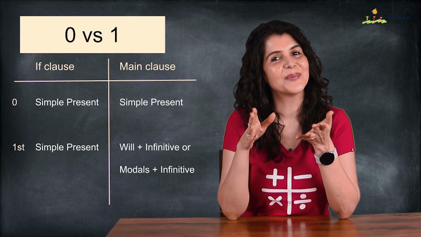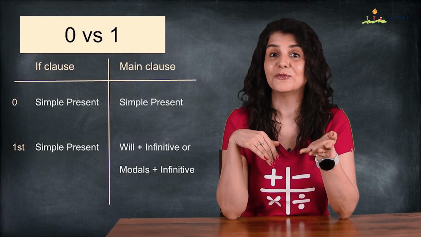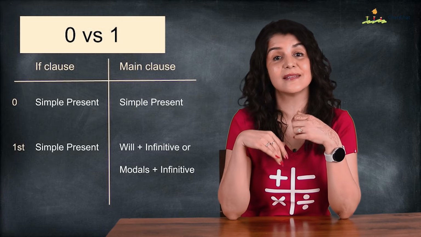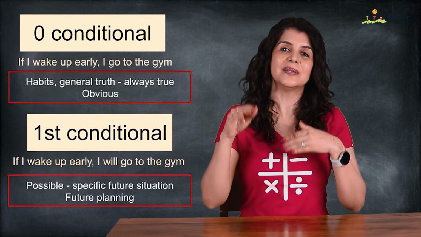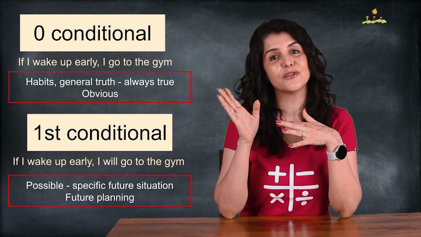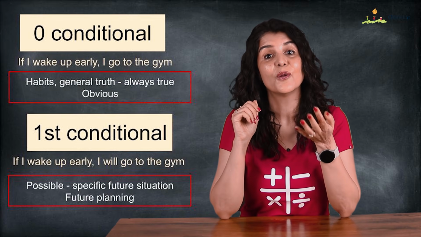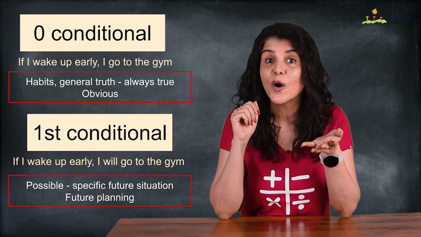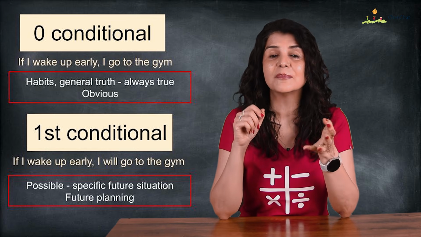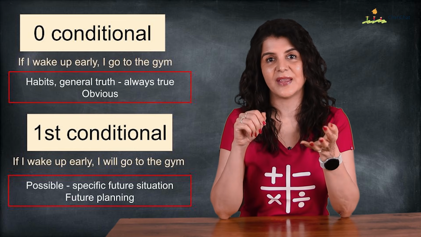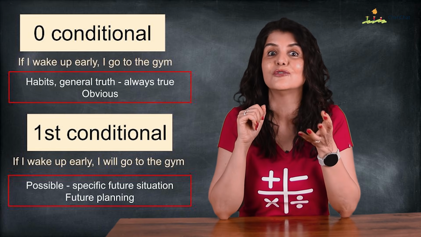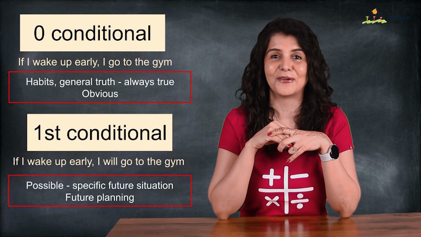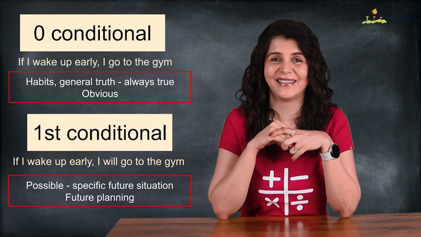And you can decide whether it's obvious, like a rule or a habit, or it is a future planning of a possible situation. Example, if I wake up early, I go to the gym. Is a habit. It always happens like this. It's obvious. I will do that because I always go to the gym. If I wake up early, I will go to the gym. It's future planning for tomorrow, more like a New Year resolution.